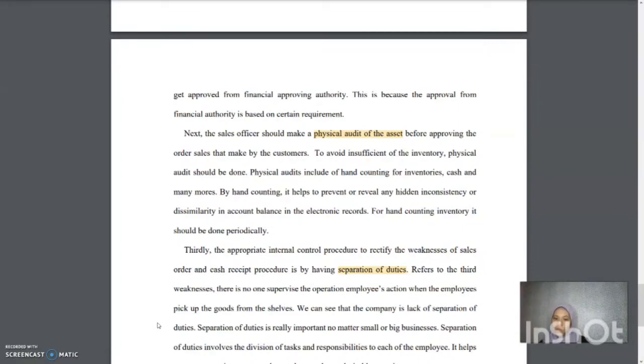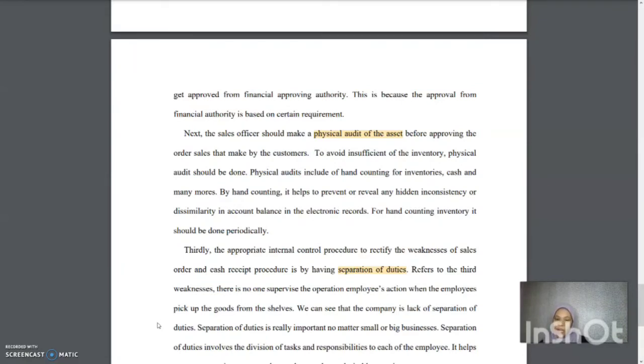Because when we use hand counting of inventories, it will be more specific. So hand counting inventory should be done periodically.